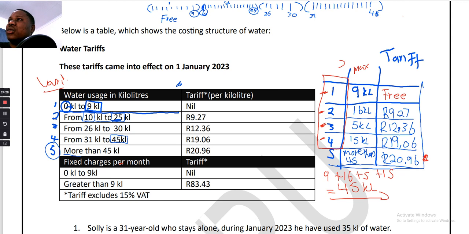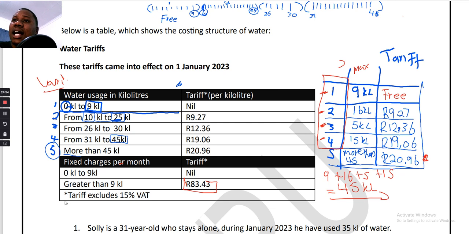Unless you go on holiday and leave your house empty, then you will qualify for that. Okay, now let's look at this. They say greater than 9. So if you have used more than 9 kiloliters in that month, they are going to give you a fixed charge of 83 rand 43 cent for that particular month.